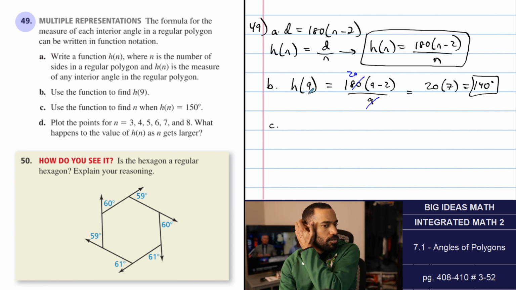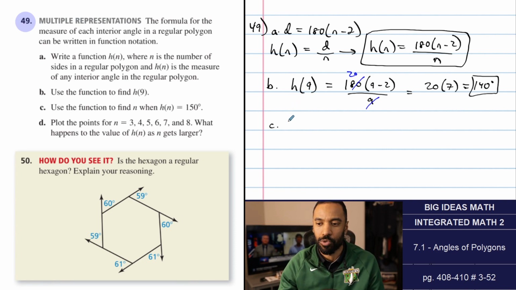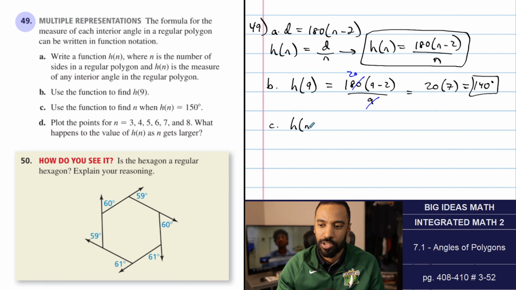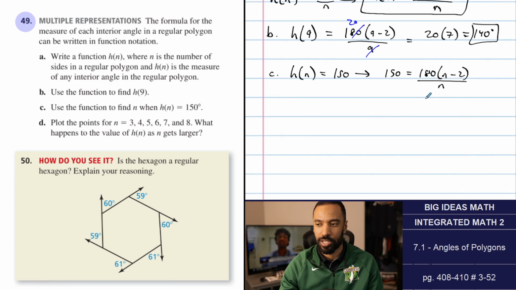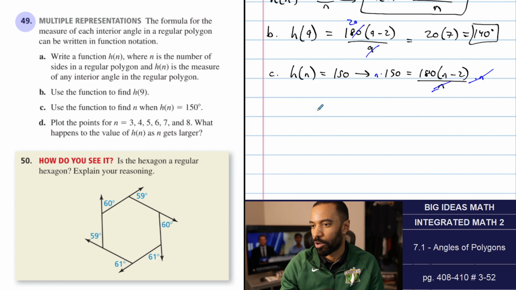Part C. Use the function to find n when h of n equals 150. So h of n equals 150. Now we have to do 150 equals 180 times n minus 2 all over n. This will take a little bit. We got to solve for n, and there's kind of stuff on top and bottom. If I multiply both sides by n, that would be a good jumping point. So times n, top and bottom. Well, times n to get rid of it on the bottom.